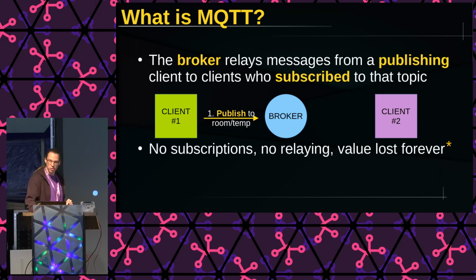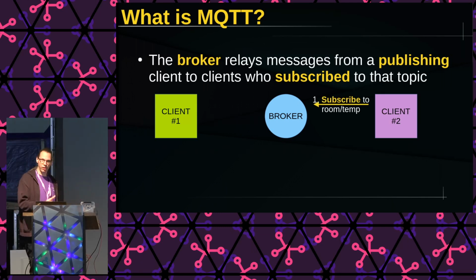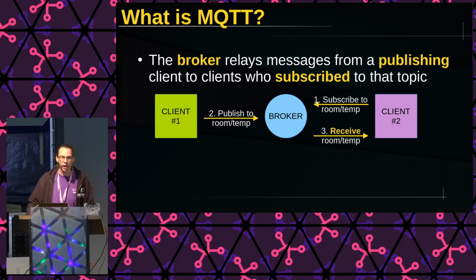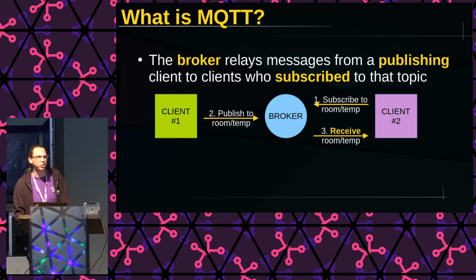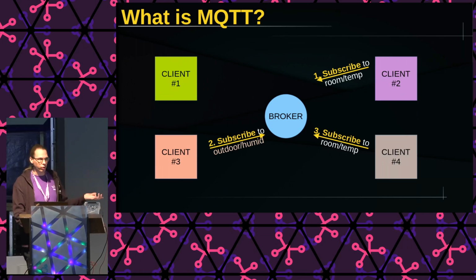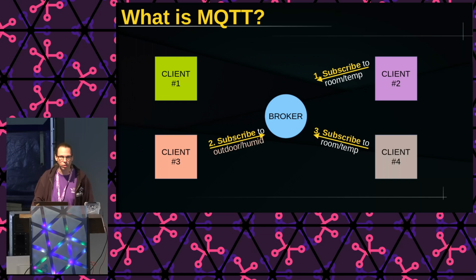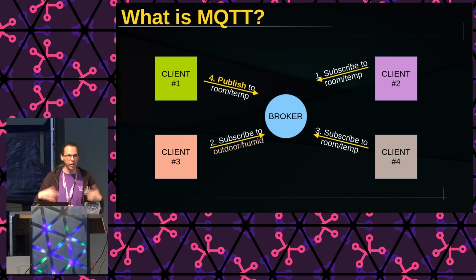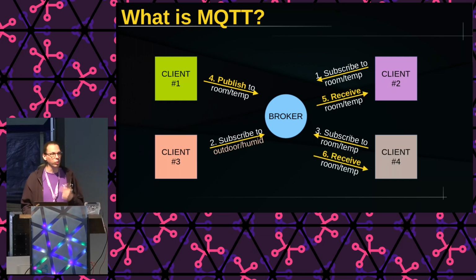But first, we'll need some client to subscribe to the topic, and then if there is a publish on that same topic, the broker will relay the message and send it to client 2, who now gets the updated value. This also works with multiple clients, and note that client number 3 uses a different topic than clients 2 and 4. So if client 1 now sends the updated room temperature, only clients 2 and 4 will receive this message.